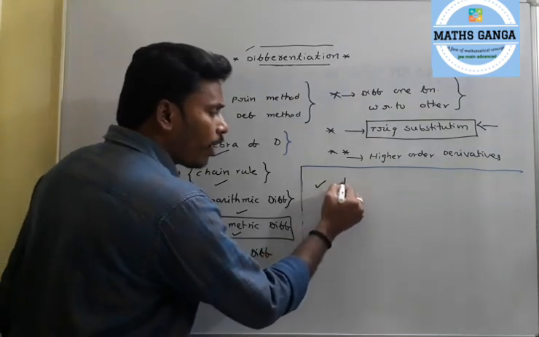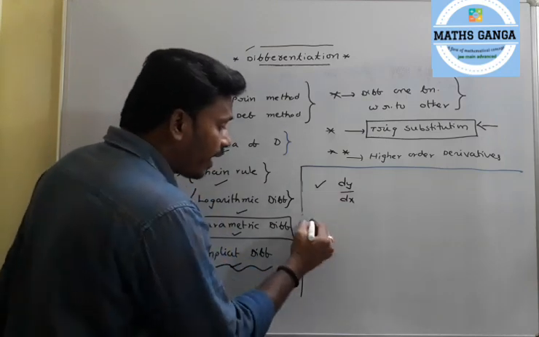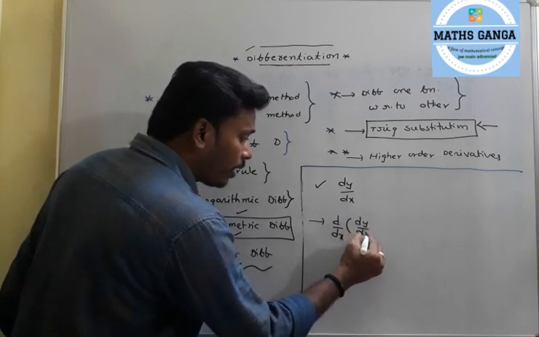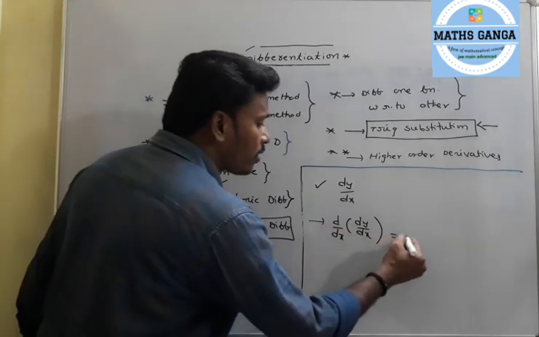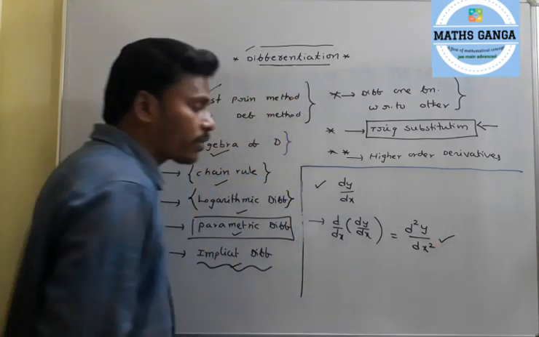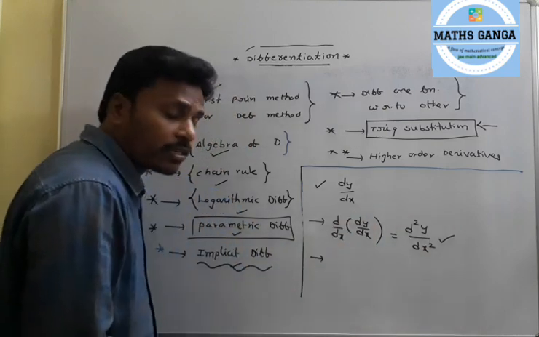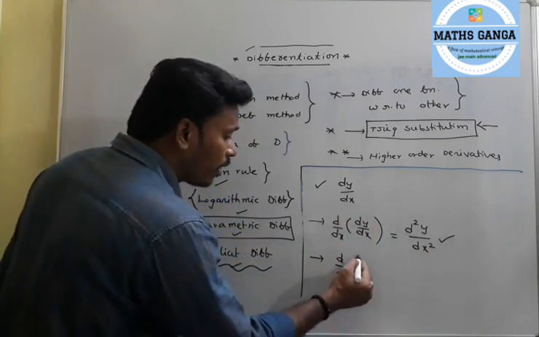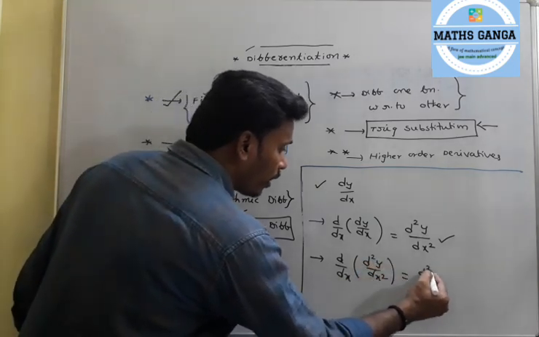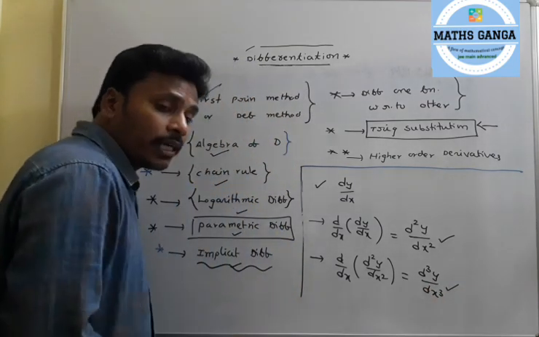Differentiation of y with respect to x is dy by dx. If you differentiate this dy by dx again with respect to x, it can be written as d by dx of dy by dx. This is notated as d square y by dx square, the second order derivative. If you differentiate d square y by dx square once again with respect to x, that is d by dx of d square y by dx square, and it is nothing but d cube y by dx cube, which we call the third order derivative.